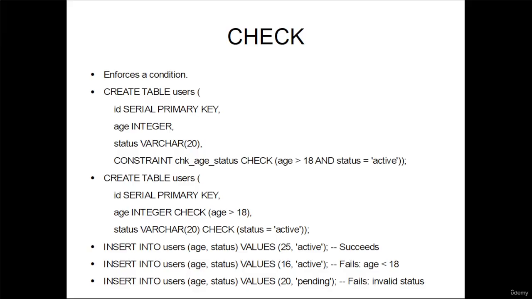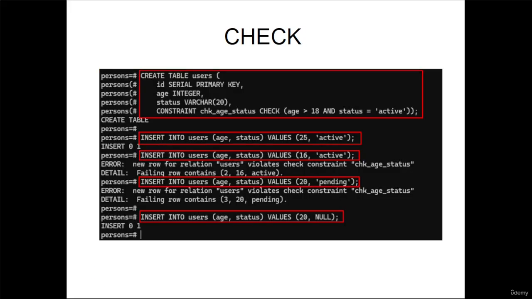INSERT INTO users (age, status) VALUES (25, 'active'): succeeds. INSERT INTO users (age, status) VALUES (16, 'active'): fails, age less than 18. INSERT INTO users (age, status) VALUES (20, 'pending'): fails, invalid status. INSERT INTO users (age, status) VALUES (20, NULL): succeeds. You can see the outcome of the different statements in Postgres. Let us see why they succeed or fail.